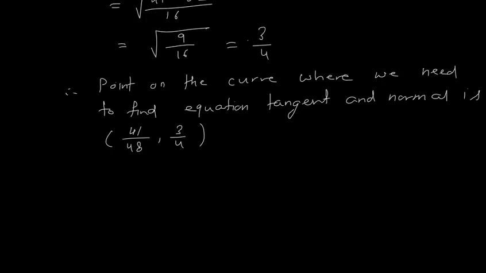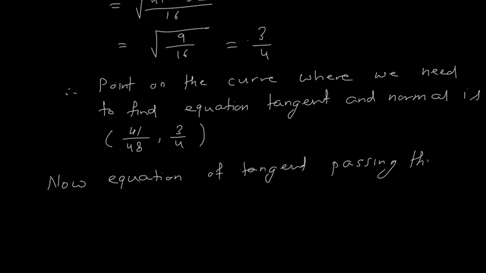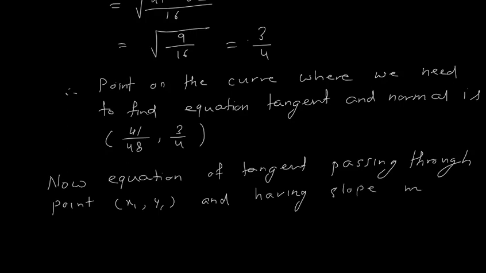Now the equation of tangent passing through point x1 comma y1 and having slope m is y minus y1 equals m into x minus x1.